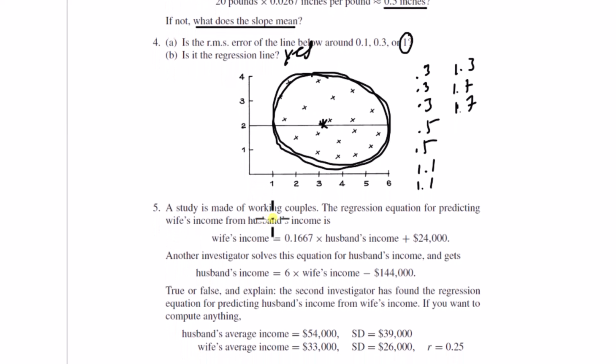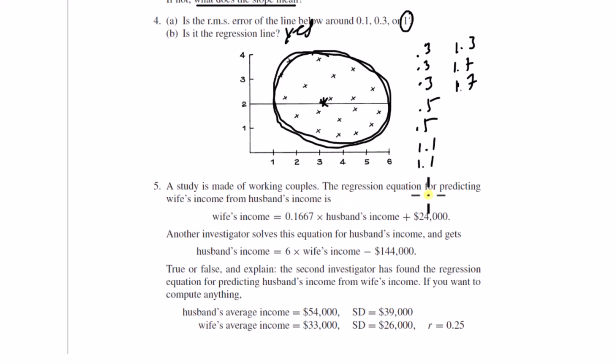A study is made of working couples. The regression equation for predicting wife's income from husband's income is shown here. Another investigator solves this equation for husband's income and gets this shown here. Okay, true or false and explain. The second investigator has found the regression equation for predicting husband's income from wife's income. If you want to compute anything, okay. So yeah, just true or false. Has the second investigator found the regression equation for predicting husband's income from wife's income? And if we want to compute anything, we'll use this here.